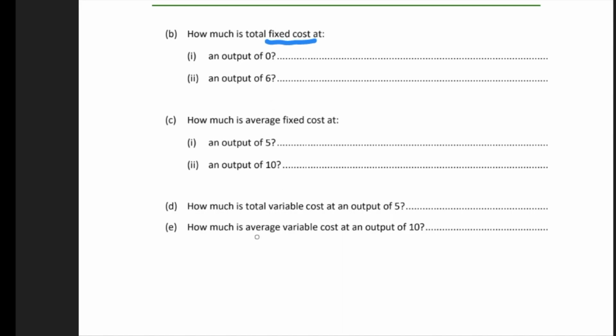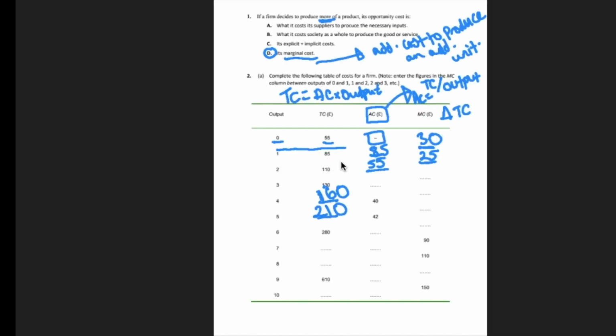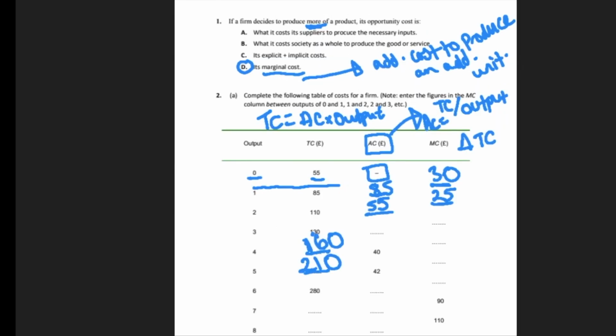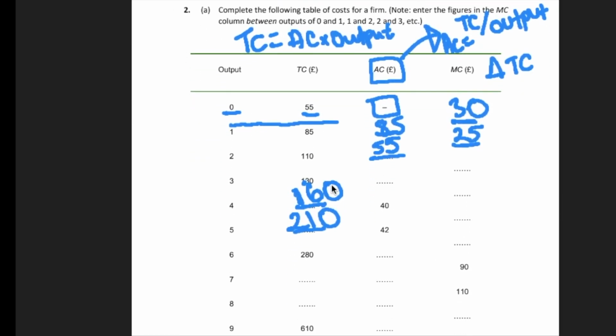So we want to know for an output of 0. So what would fixed cost be for an output of 0? What's the fixed cost here? 0 is always a good one to look at anyway when you're trying to figure out fixed cost. Yeah, lovely, 55, perfect.